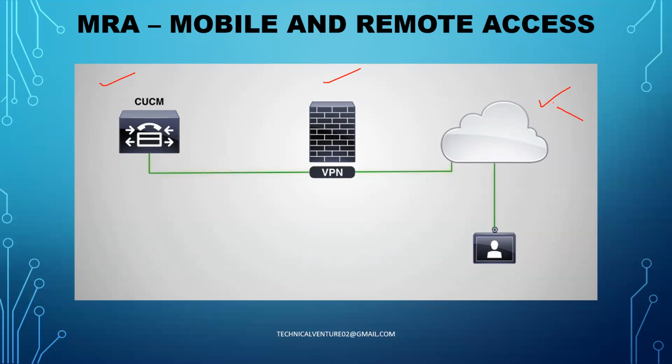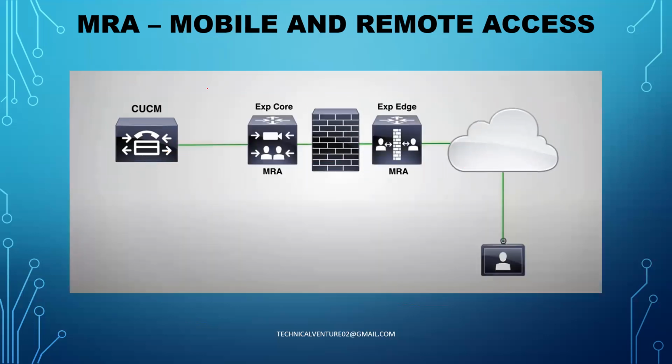So as of now, if you want to connect this endpoint with your CUCM, then it should be connected via VPN. VPN should be there, and only then would it get connected with this CUCM, right? But if we don't want to use the VPN, or maybe we want to reduce it, then what can we do? Cisco comes up with a solution, that is Expressway Core and Expressway Edge, right?